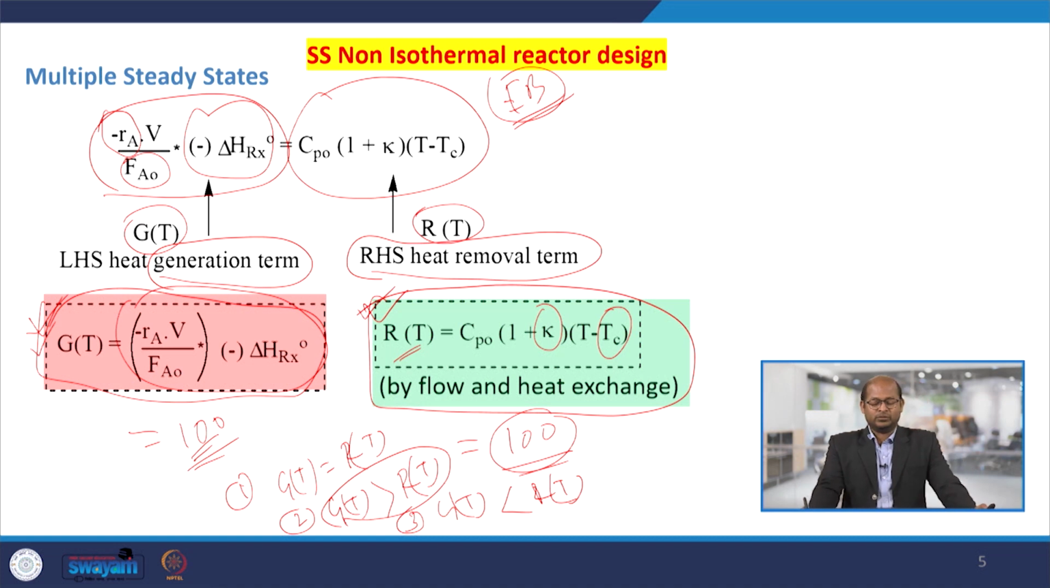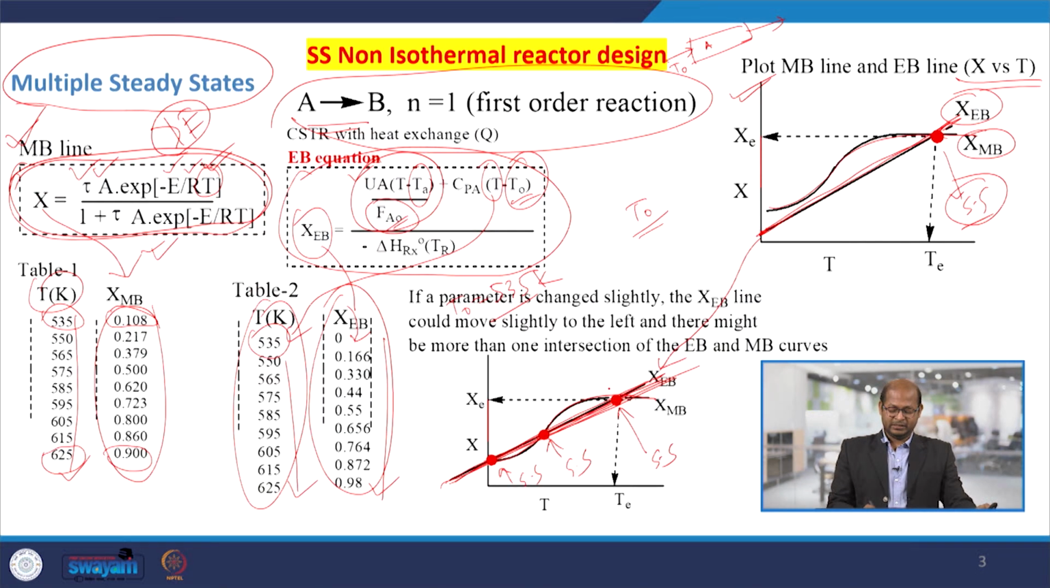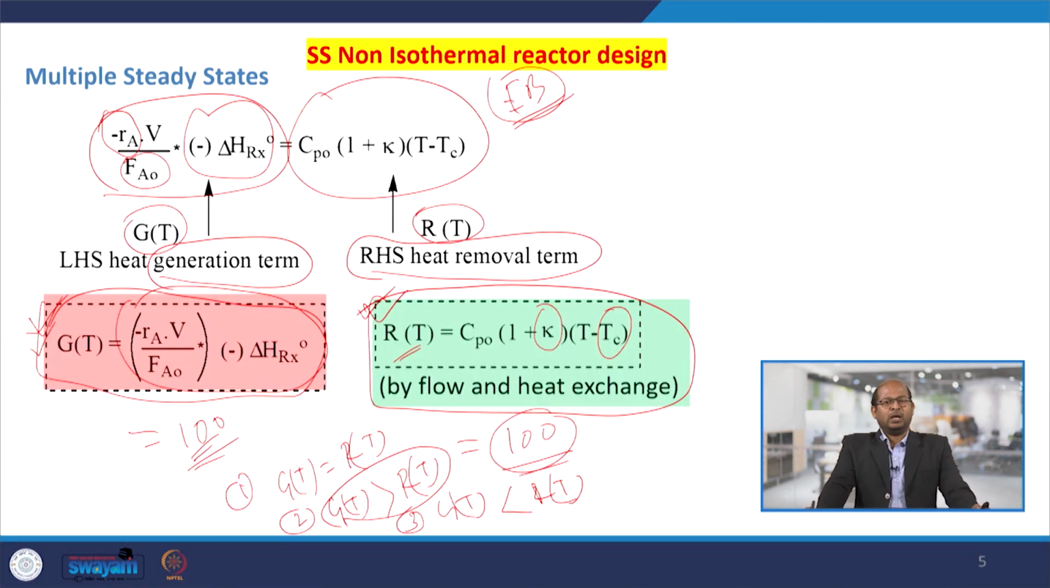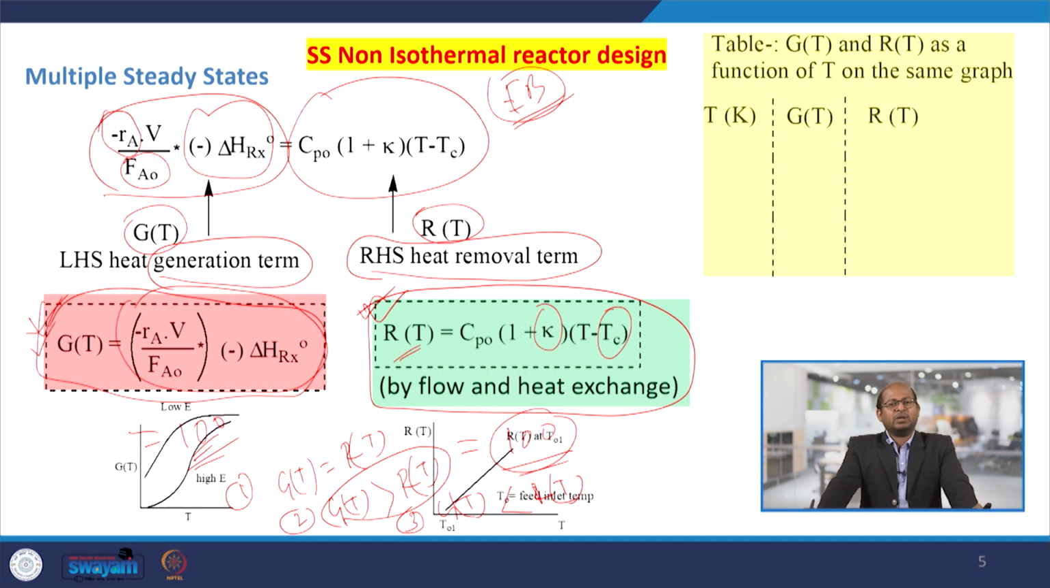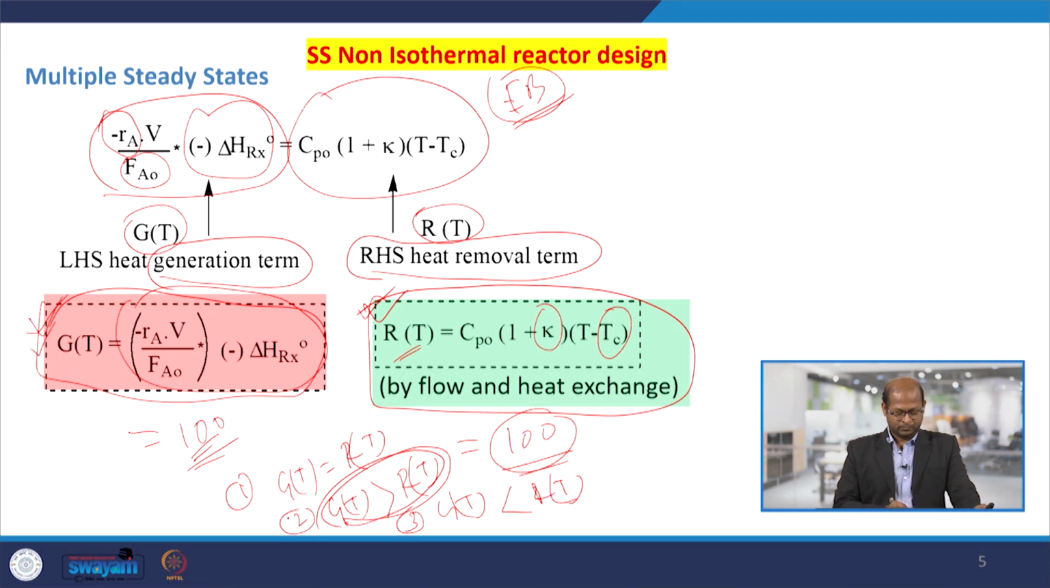So, we can operate at this steady state or this steady state, any one steady state we can set. If we set one steady state and then change any parameter for that reaction, what would happen? The overall energy balance lines will shift and the heat generation will be disturbed. So, this is under steady state, if we change one parameter value.